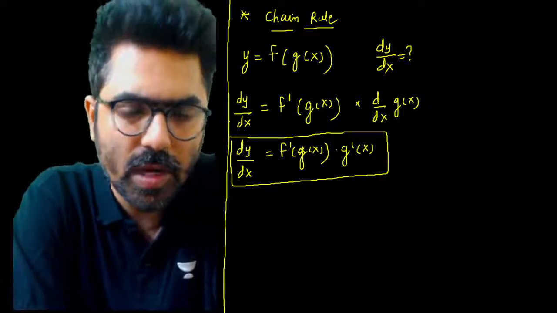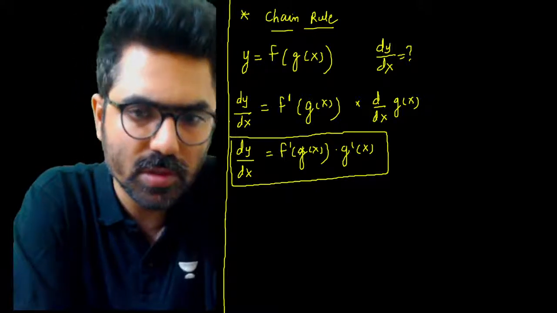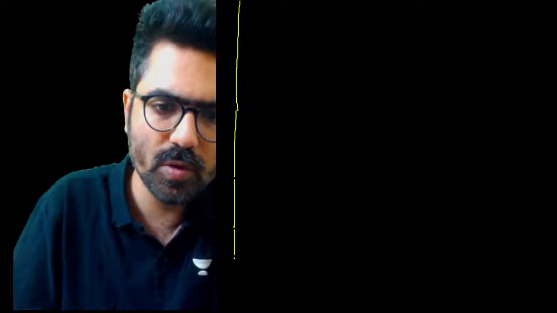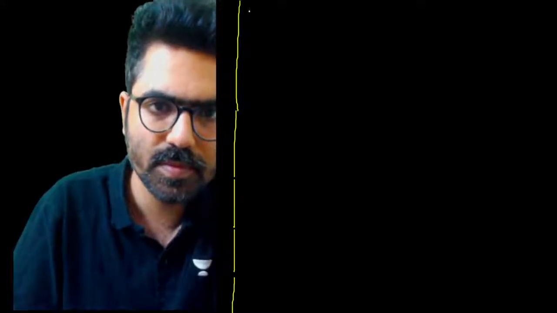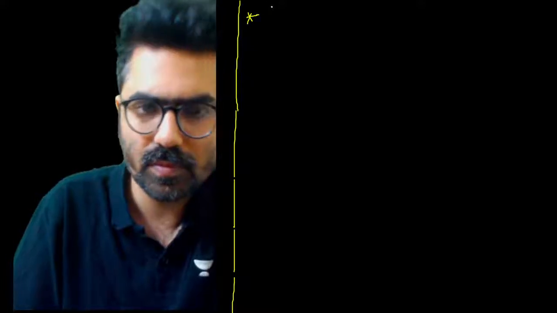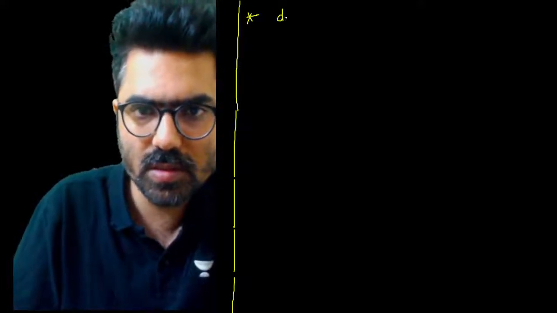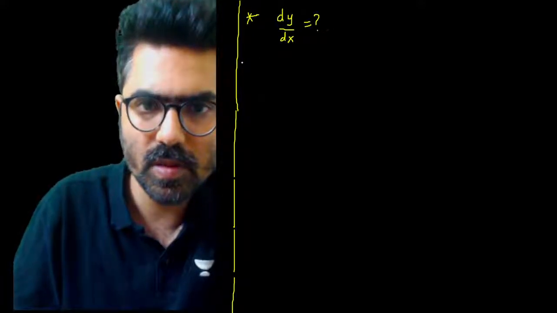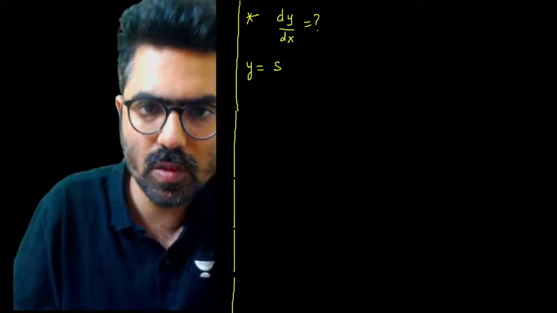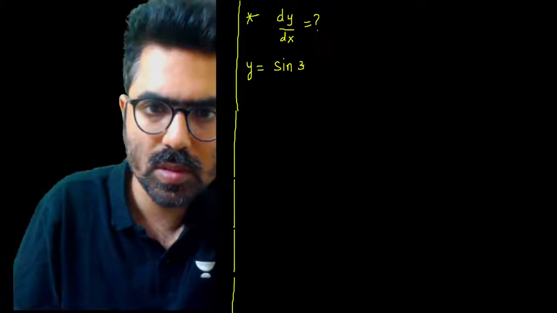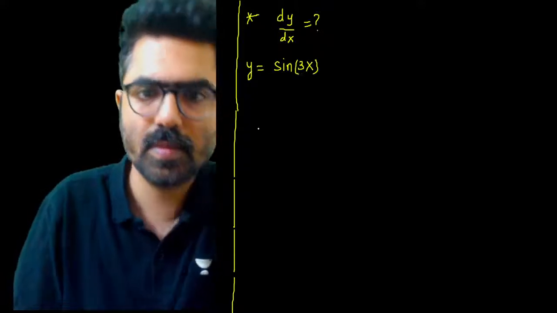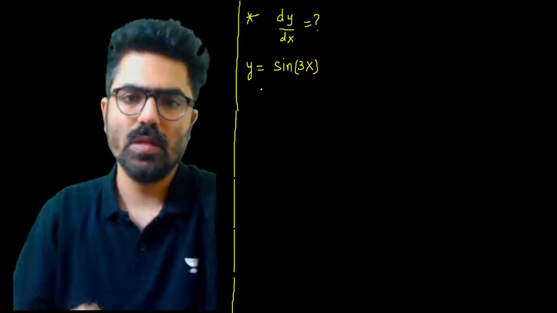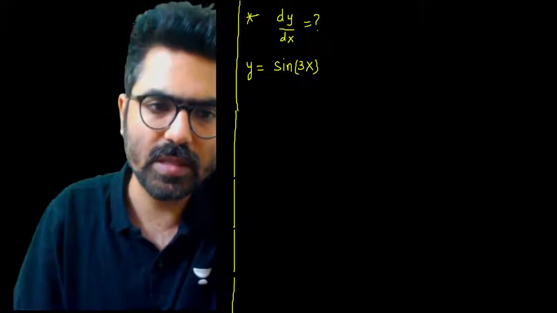I think you can understand better when I take questions. So let's start with the first question. Slowly we'll improve the level of questions. First is find dy by dx if y is equal to sine 3x. This is the easiest one. You have to find the derivative of sine 3x.